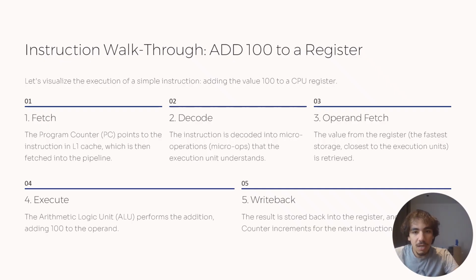Each step down adds more delay. A cache hit is quick, but a cache miss can be hundreds of times slower. Next comes decode. The bits of the instruction are fed into the decoder and control logic. The decoder recognizes that this is an add immediate instruction, meaning it needs to add the fixed value 100 to the content of the register immediately.